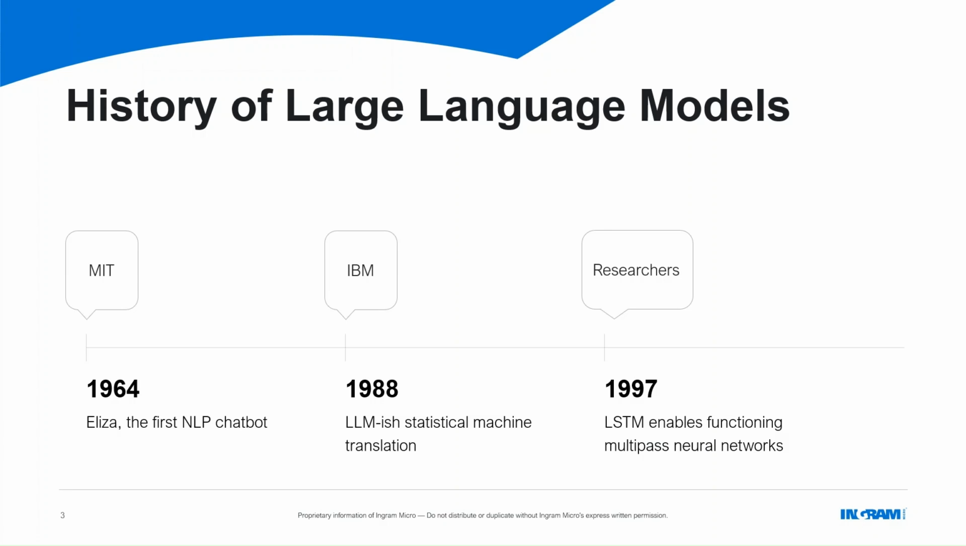Next, in 1988, IBM made a large language model-ish thing called a statistical machine translation engine. It produced text based on statistical models instead of the previous versions using rule or example-based models to make text. This meant that it was more diverse. It was something we would think of as more generative, more versatile, that sort of thing.